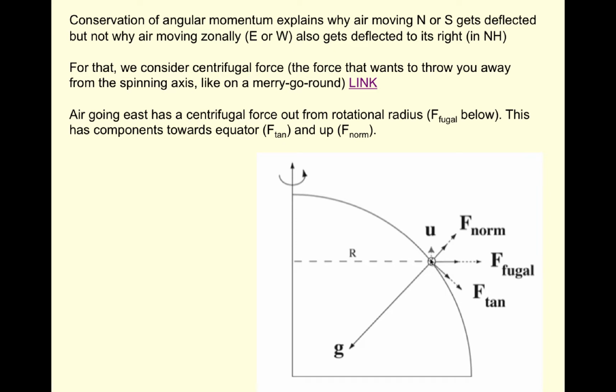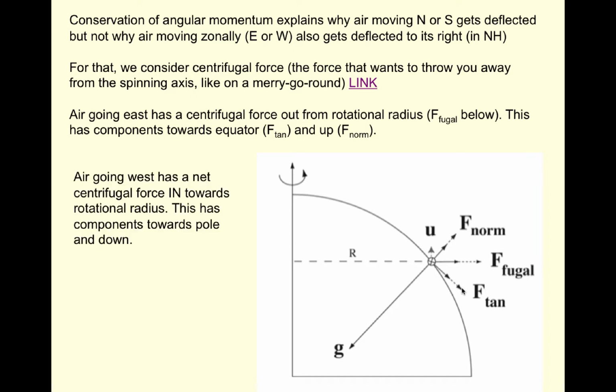So any object that has a west to east movement over the surface of the Earth has a centrifugal force moving out away from the axis of rotation, which gives you a component of that force to try to turn it to its right, towards the equator. Alternatively, air going in a westward direction, from east to west, has a net centrifugal force moving in towards the rotational radius. To get a sense of this, if you're on a fast-moving merry-go-round and you could actually walk up against the rotation of that merry-go-round, you would have less centrifugal force trying to throw you off that merry-go-round if you were able to do that.